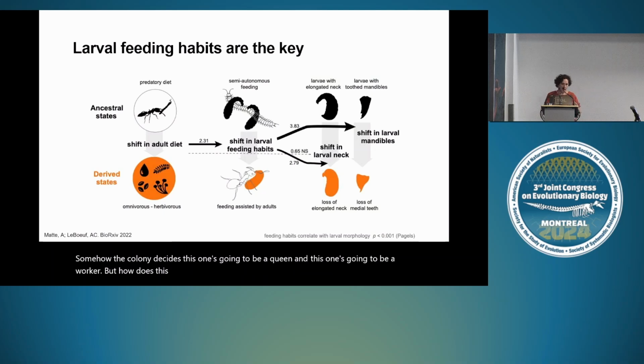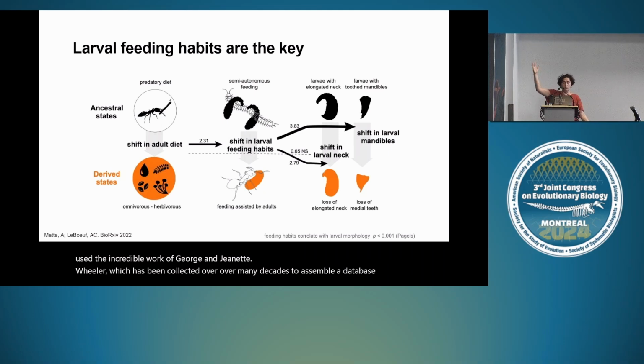Arthur realized that larval feeding habits must be the key. So he built up data sets on what ants are eating, what the adults are eating, and on larval feeding habits for the scarce species where it's actually been clearly documented. And then he used the incredible work of George and Jeanette Wheeler, which has been collected over many decades, to assemble a database of larval morphologies.